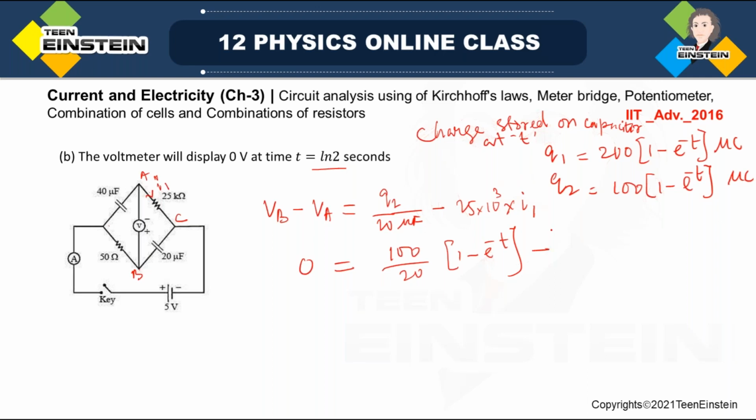And here, see, I have to find out I1 and I2. So what is I1? Let us write it here. I1 will be how much? We'll just take the time derivative of this, so dq1 by dt. So from here, e to the power minus t with a minus sign, multiplied with that. So this will be like this only.